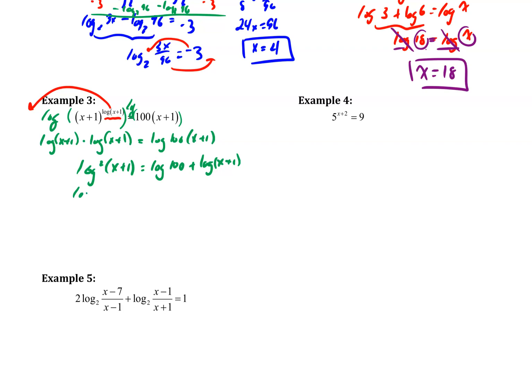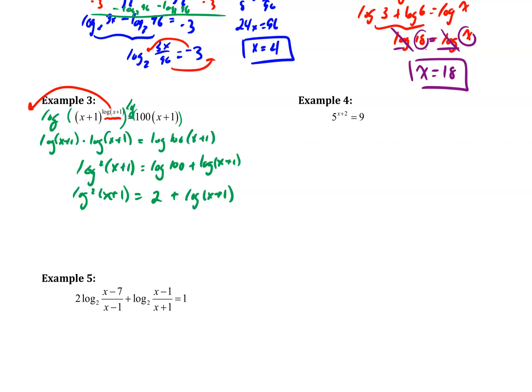So let's keep this here, equals log base 10 of 100, right? That's going to be 2, aka 10 raised to what power would give me the 100 is what I'm looking for. So that's going to be 2 plus log of x plus 1.